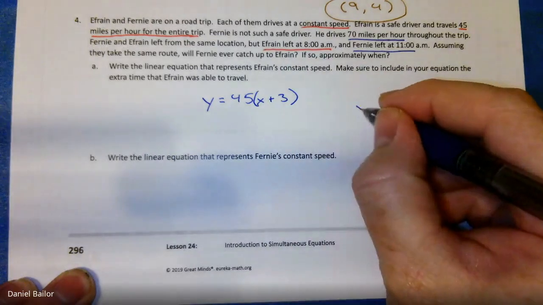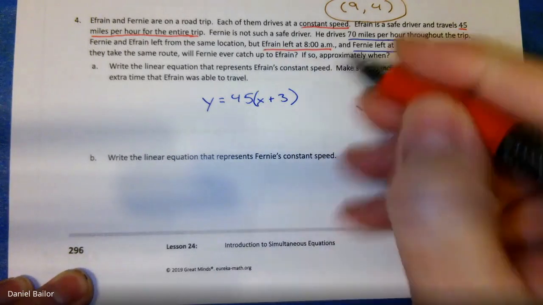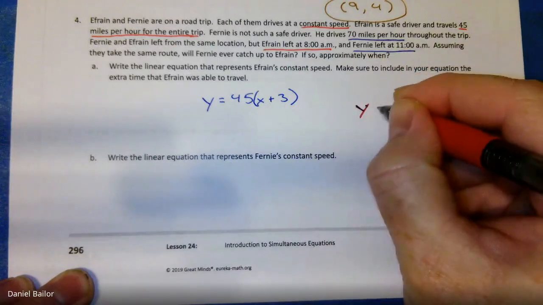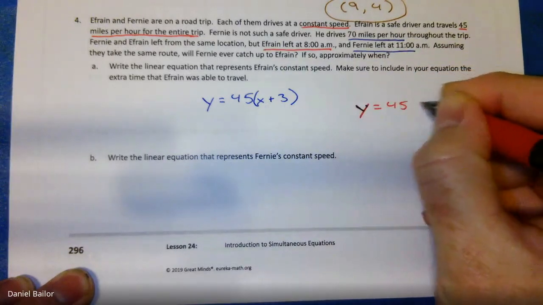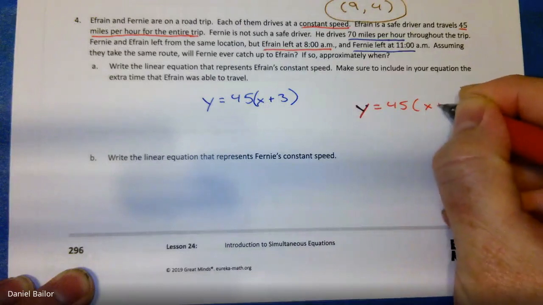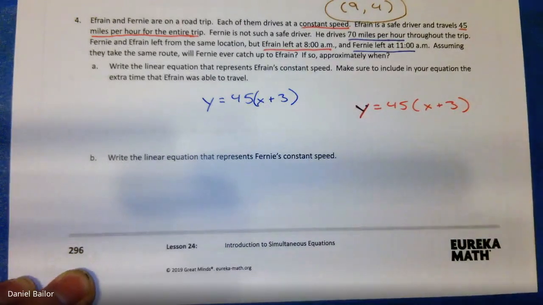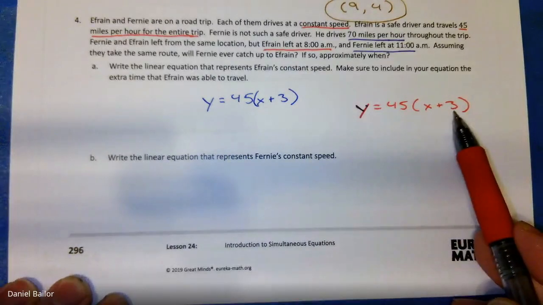So let me write that a little bit clearer. And let me write it in red because I said Efren was red. Efren is 45 miles times x hours plus 3 more because he left early. So he left early, so he gets 3 extra hours.